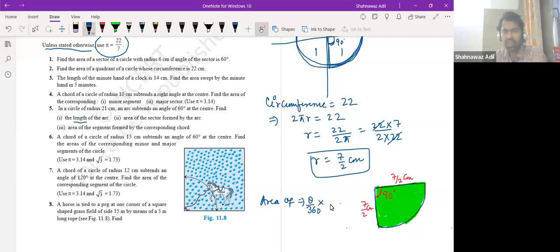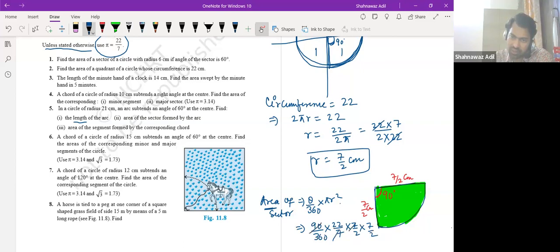And what should be in here? Pi r or pi r square? Yes, pi r square, right? Because we are talking about areas, pi r square. So this is 90 by 360 and pi and r square.